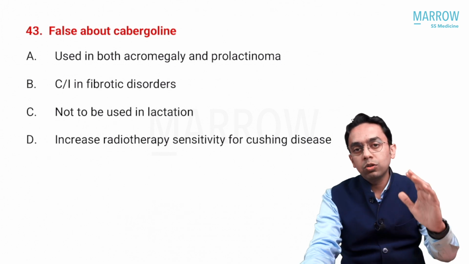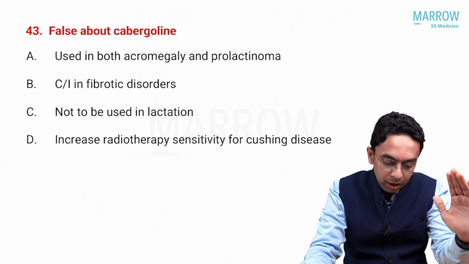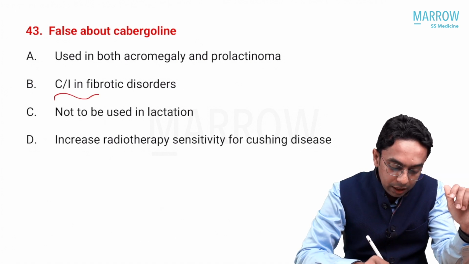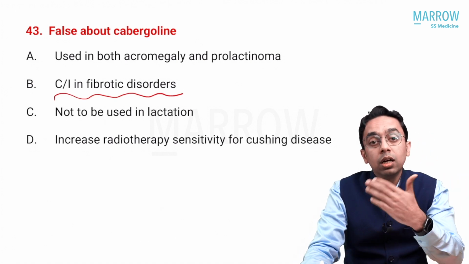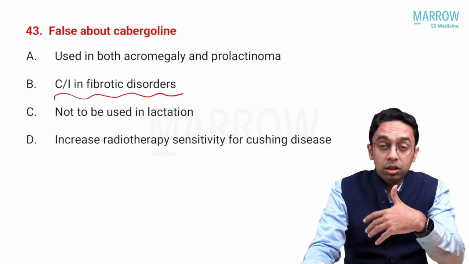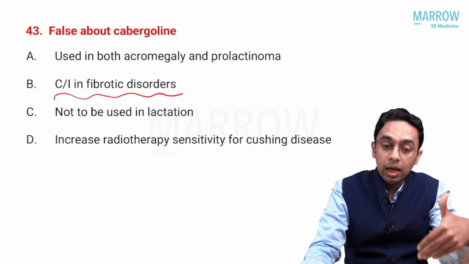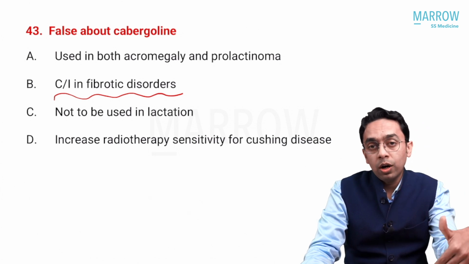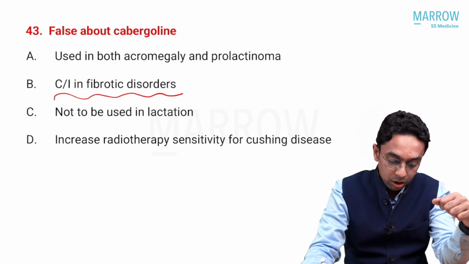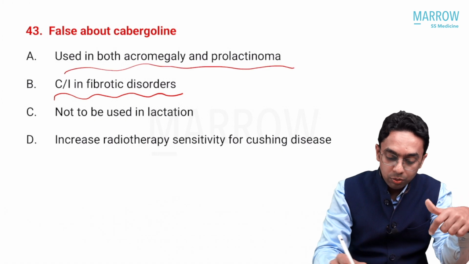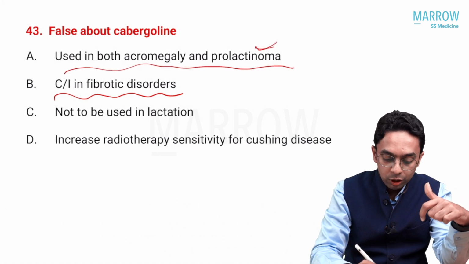Actually in lactation it's not contraindicated, but it should not be given. Then contraindicated in fibrotic disorder, we know that right-sided valvular fibrosis, valvular lesions do occur with this cabergoline. So yes, it is contraindicated in fibrotic disorder. Can be used in acromegaly and prolactinoma? Yes, prolactinoma surely we do use them.